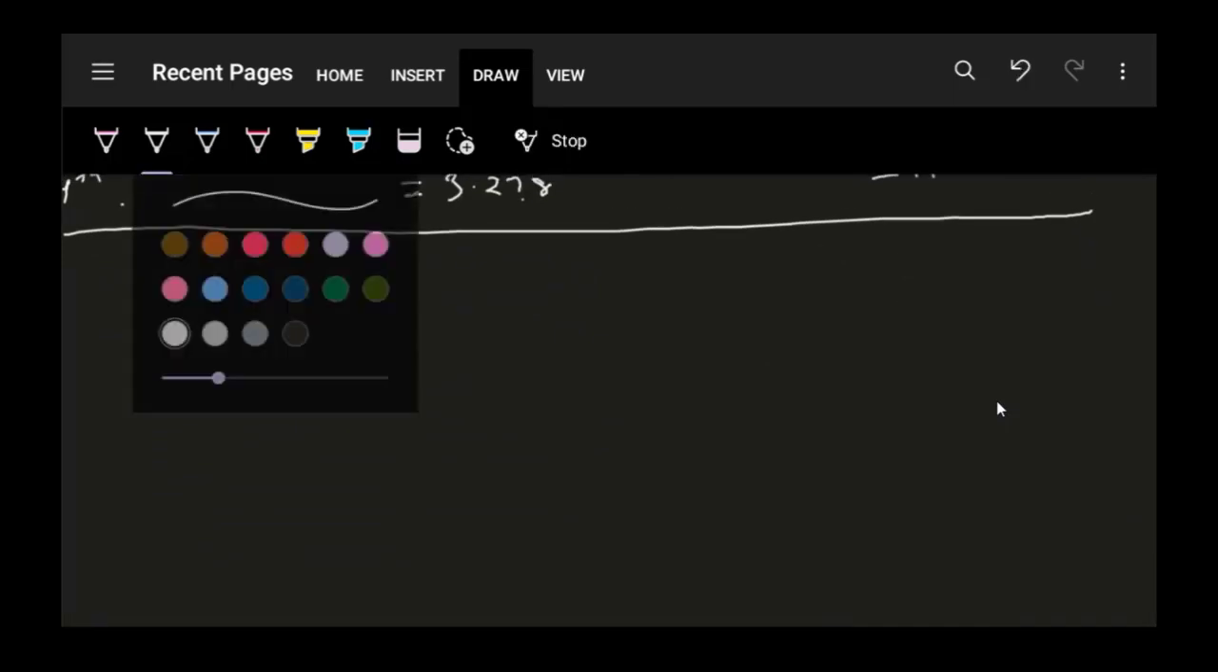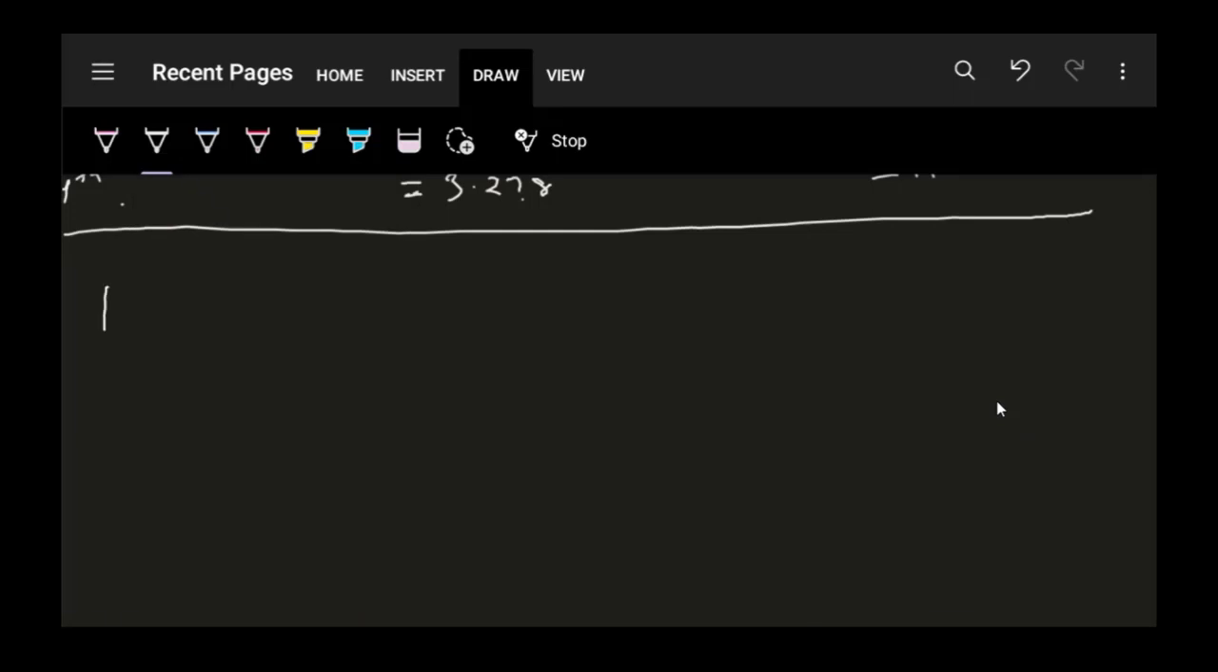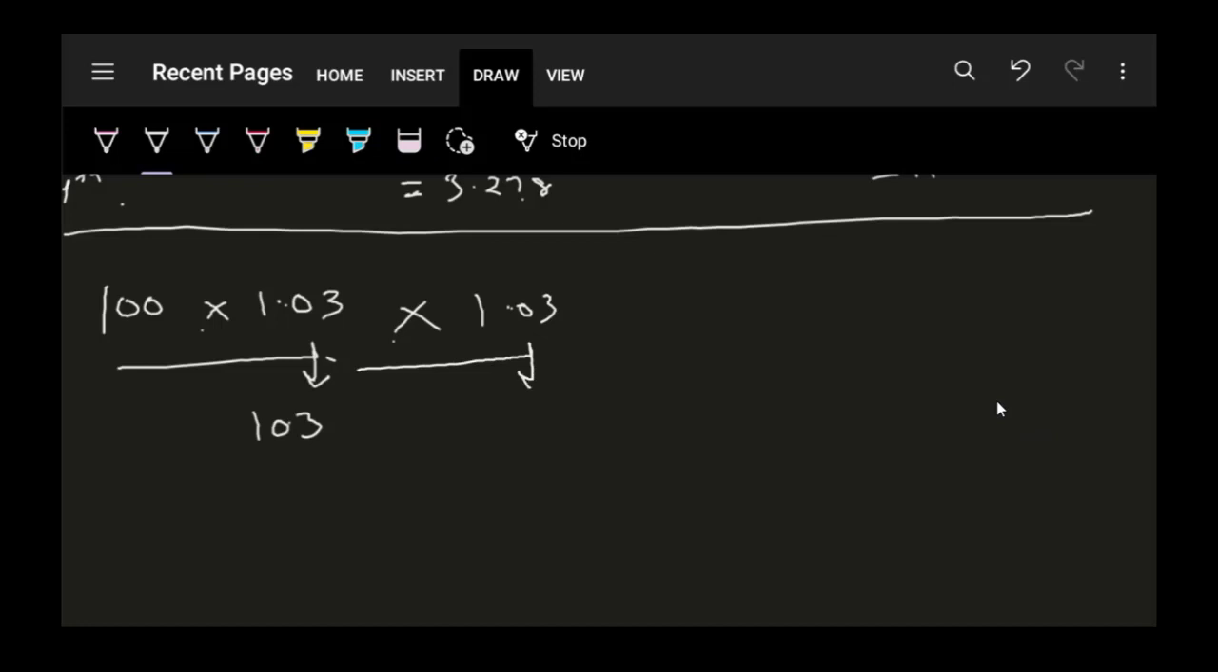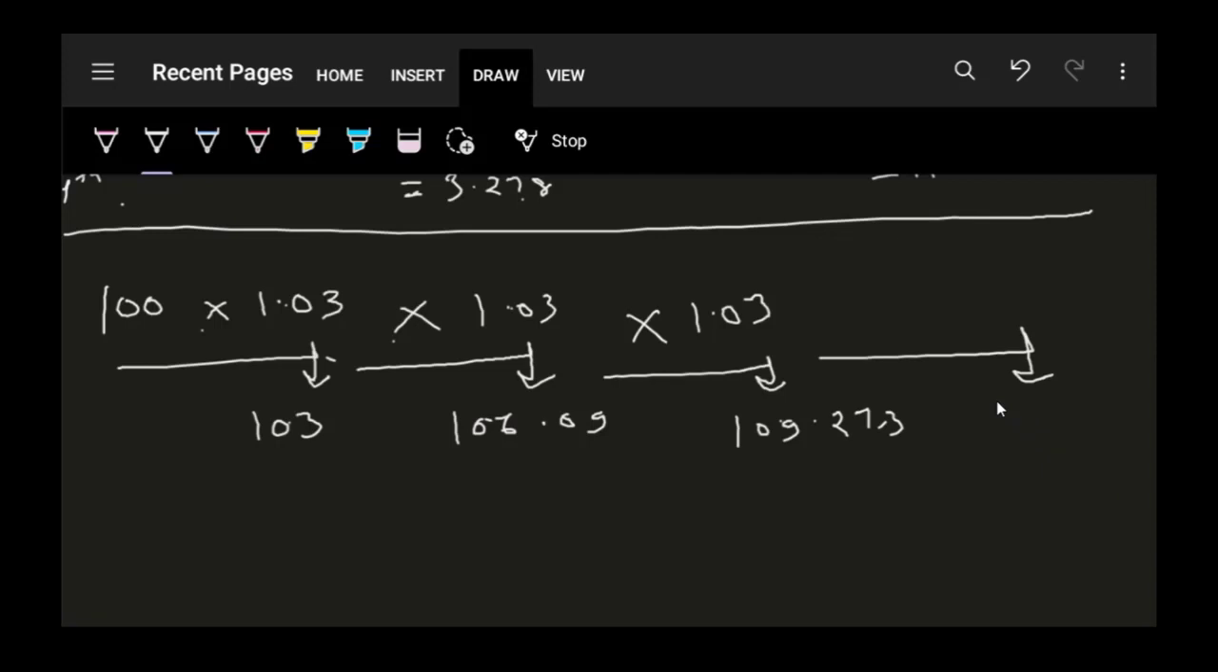So to calculate the amount at the end of each quarter, suppose we started with 100. To get the amount at the end of first quarter, I will get this amount here. Then if I multiply it again with 1.03, I get the amount at the end of second quarter. Then at the end of third quarter, and finally at the end of fourth quarter. This is my final amount.